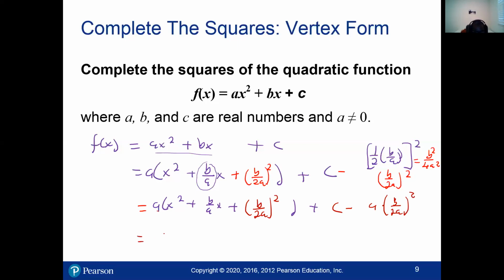We have a x squared plus b over a x, then plus b over 2a all squared. Then plus the c, what we have there will be c minus, if you square b over 2a, you have a times b squared over 4a squared. Okay, and let us go to the next slide to get more space there.